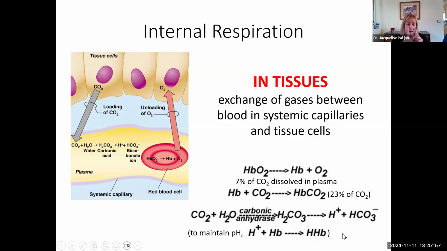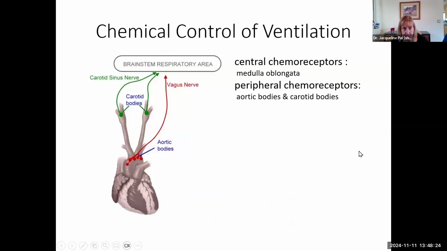Remember, our pH is in a very narrow range on the basic side between 7.35 and 7.45. We are not neutral. Our body does not like to have a neutral blood pH. It likes to be slightly alkaline, 7.35 to 7.45. So those are the two sides of internal respiration.